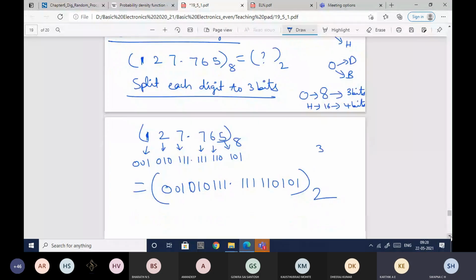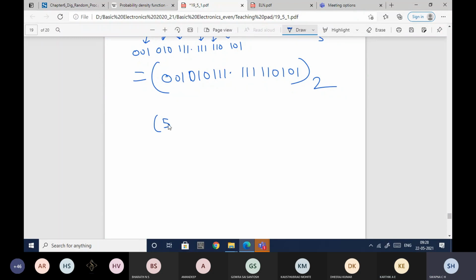Okay, so I'll just give you one small problem. 567.23. That's all. I'll not go more with this. Only thing is, if you are thorough with the table, whatever I have told you, then you can easily write this. 5. Each digit we need to split to 3 bits.